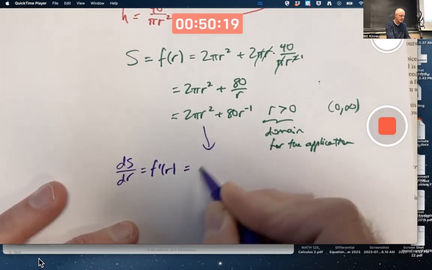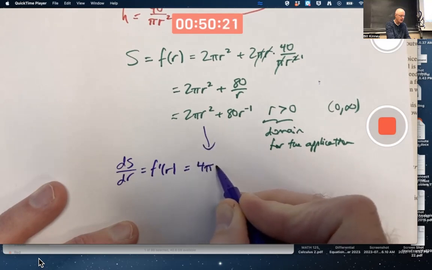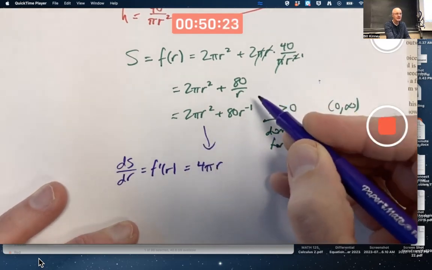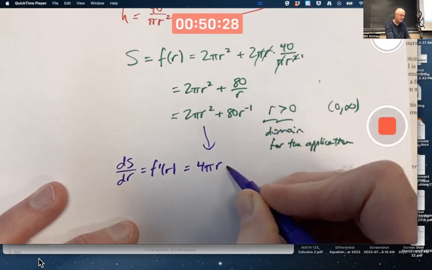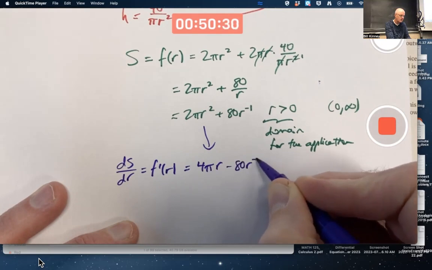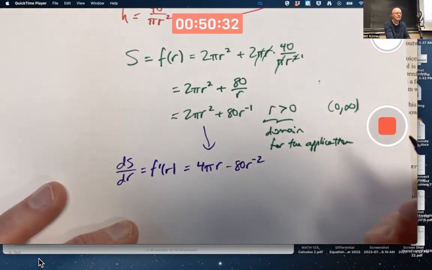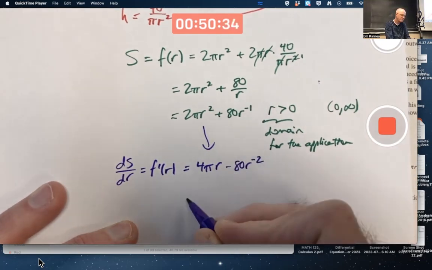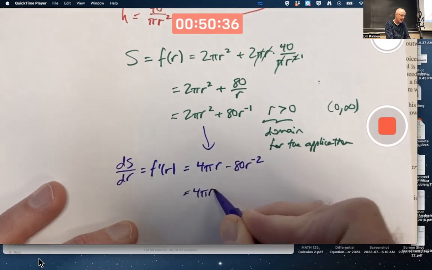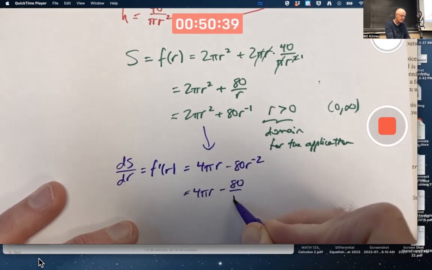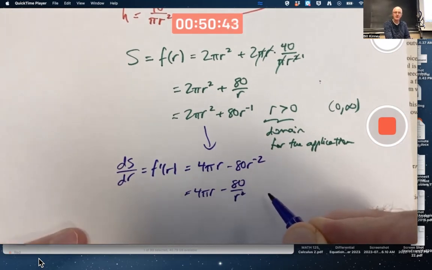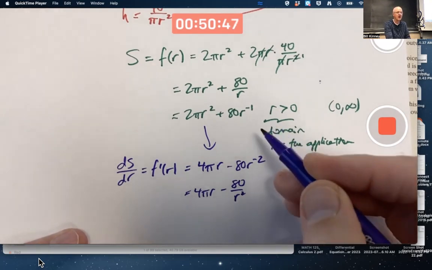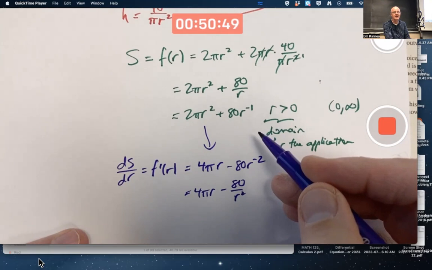I could label the derivative ds dr or f prime of r, it doesn't matter. Take the derivative here. I'm going to get 4 pi r, and I could use the quotient rule, yes, but because I'm writing it like that, I don't have to use the quotient rule. Minus 80 r to the negative 2. Might be nice to go back and write that as a quotient now. This derivative is undefined when r is 0. So does that mean r equals 0 is a critical point? Well, not really, because r equals 0 is not even in the domain.